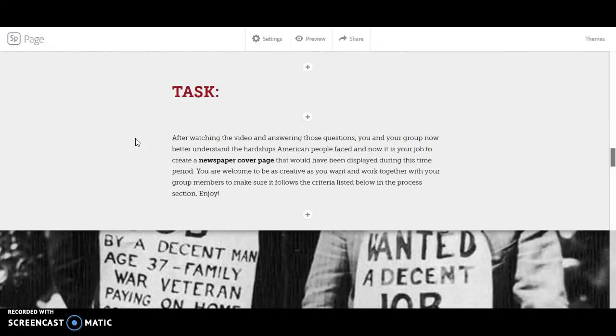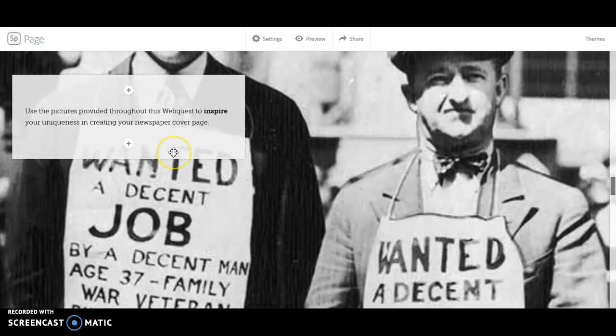the reader's attention. And then, as you will see, they have certain things they have to include on the cover page, such as 3 articles discussing things in the previous videos, a picture of what a typical family would have looked like, the way that they dressed, their style, what food they would be eating, and just their facial expressions as they're going through this difficult time. And then I made sure to include here that they should be focused on the pictures I use to help inspire their uniqueness in creating this newspaper cover page.